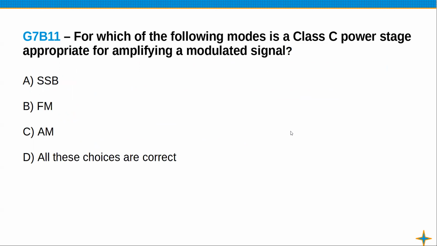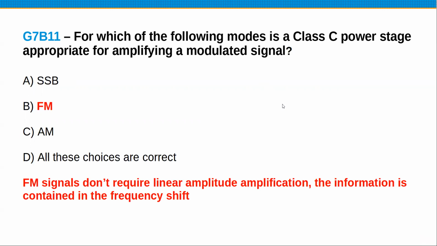For which of the following modes is a Class C power supply appropriate for amplifying a modulated signal? Right. Because single sideband, which is basically AM, really cares about amplitude distortion. FM doesn't.